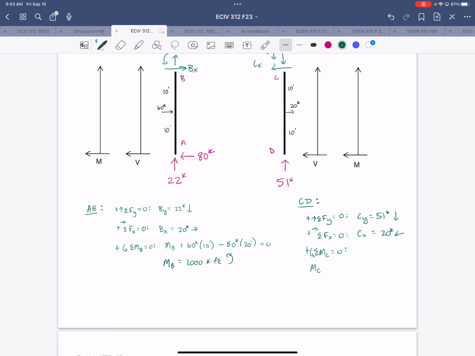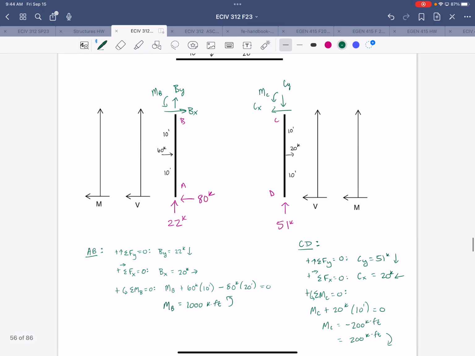to get MC plus the only force in this case that causes a moment about C is the applied force. So that's the 20 kip force in a positive direction with a moment arm of 10 feet. So MC comes out to be negative 200 kip feet, which just means that we assumed the wrong direction. So that translates to a clockwise moment, which will be plotted negative on our moment diagram because according to our sign convention, a clockwise moment at the top of a column will be negative.